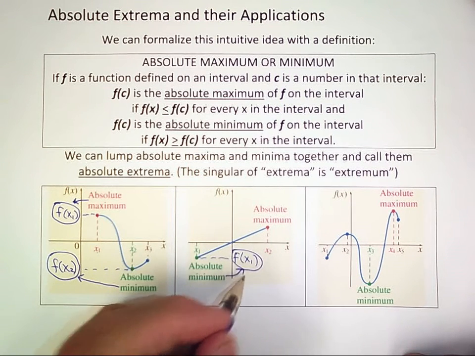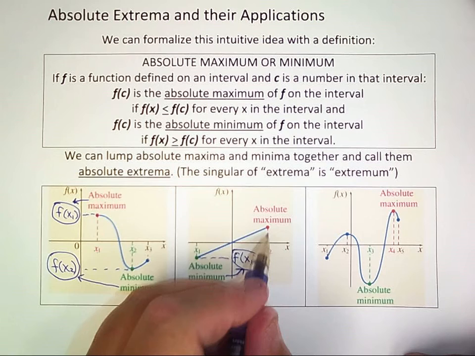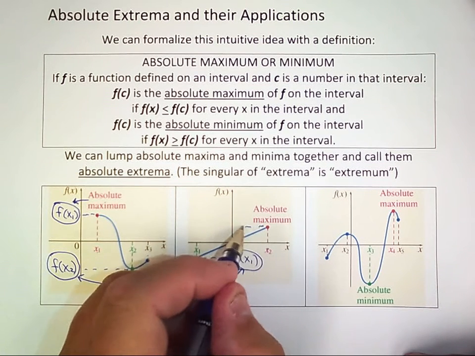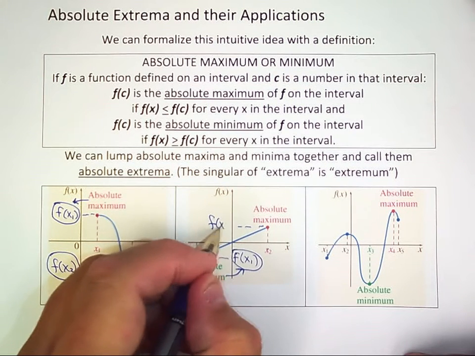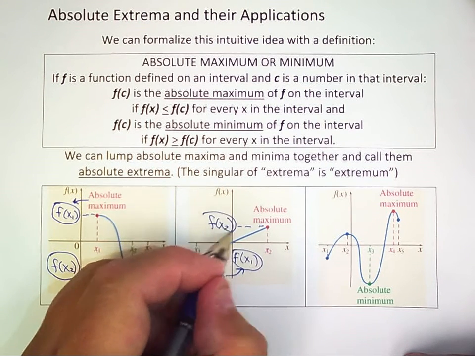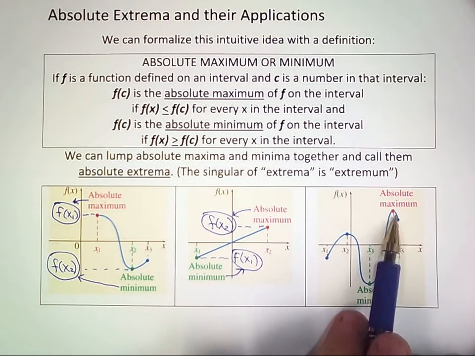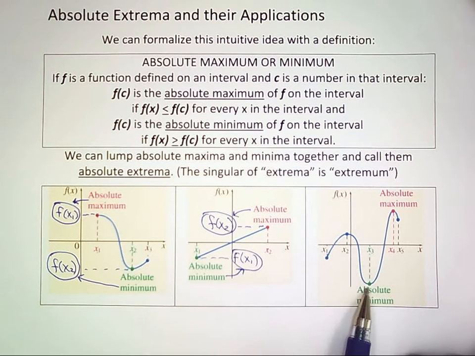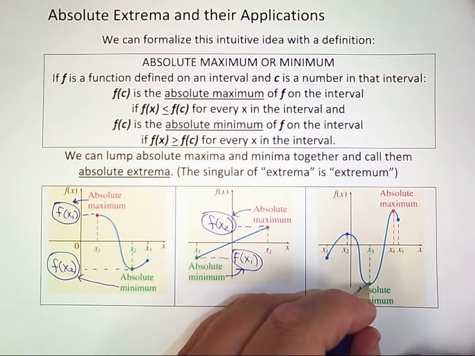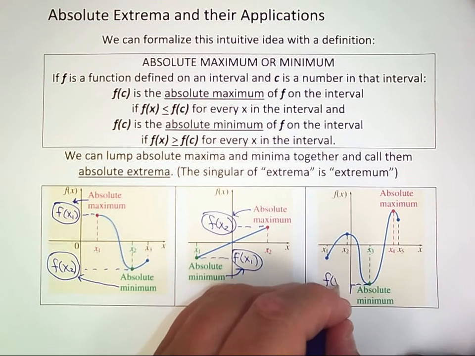That's the absolute minimum. And when you take x sub 2, which is the right-hand endpoint, and plug it into the function, you get f of x sub 2. That y value is the absolute maximum. And continuing over here, you can see that there is no point on the curve any lower than this one. So the y value at x sub 3, which is f of x sub 3, is the absolute minimum.